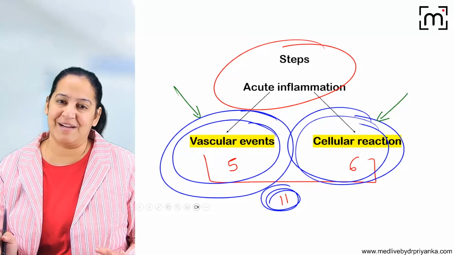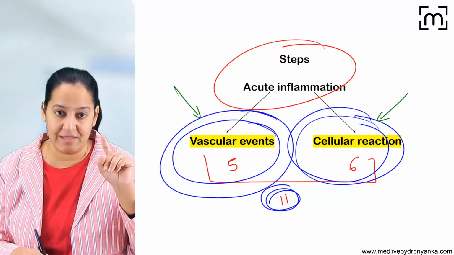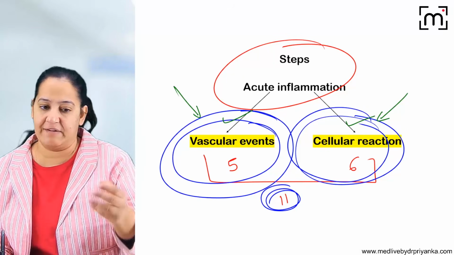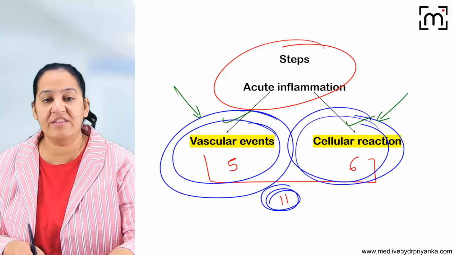So only total 3 steps are there. It's a small portion, the chronic inflammation, watch that also. So watch all 3 videos together: the vascular events, this video, the next video, that is cellular events, and the chronic inflammation, so that it will be crystal clear in your mind all the steps of the inflammation. Let's start with the vascular events.